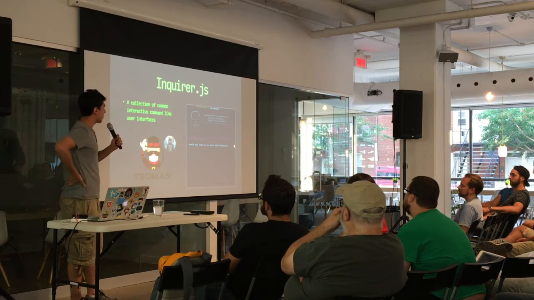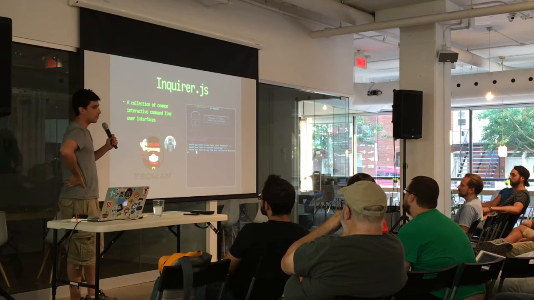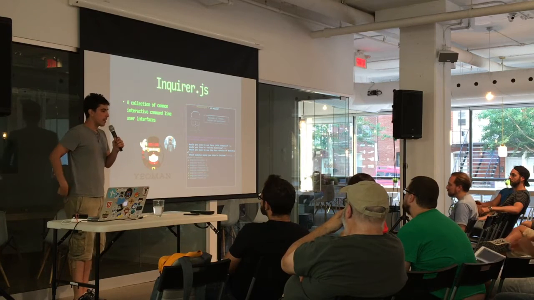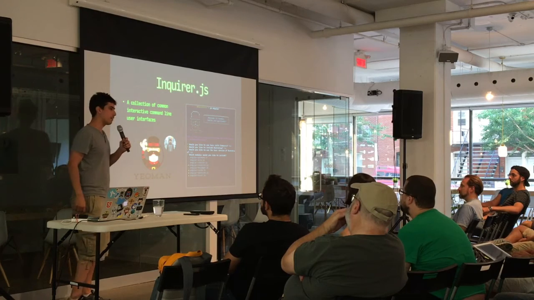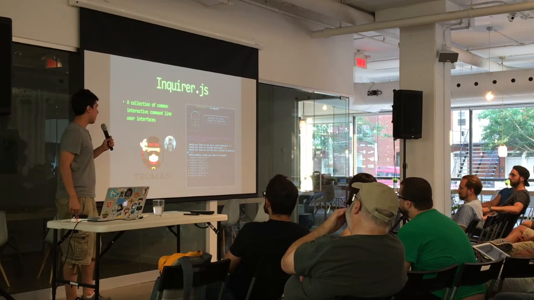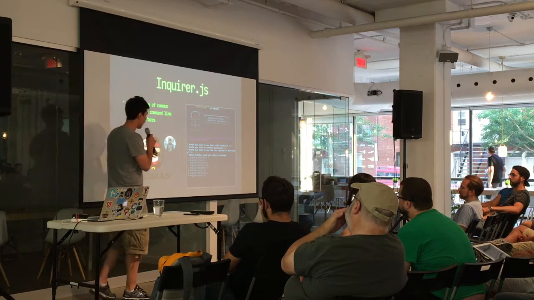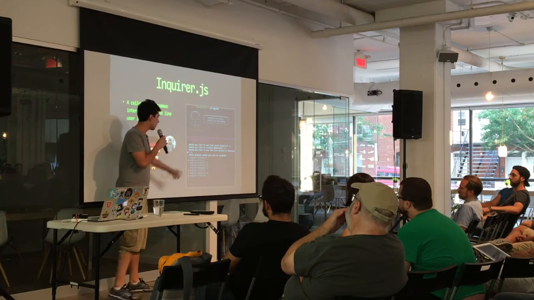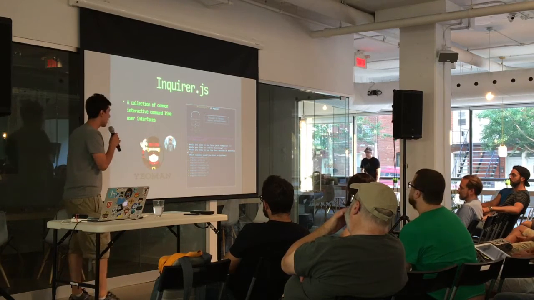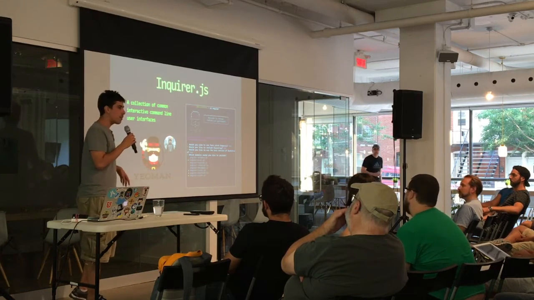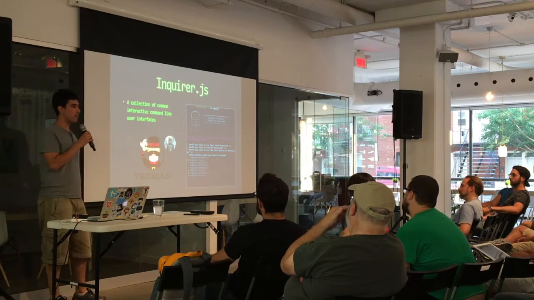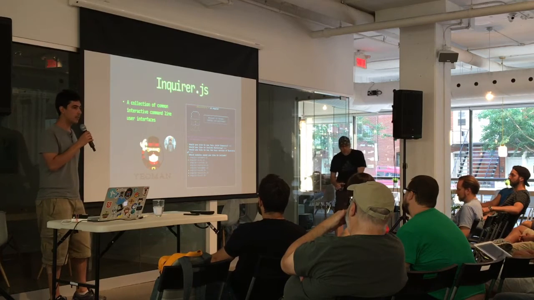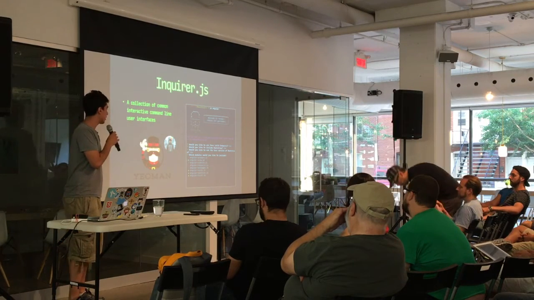I wanted to start by presenting this library here called inquirer.js. I don't know if any of you guys have used it before, but it's basically a library that allows you to build nice interfaces like that in the command line, and it's the library behind the interface of Yeoman. So if you ever use Yeoman, you're basically dealing with that library behind the scenes.